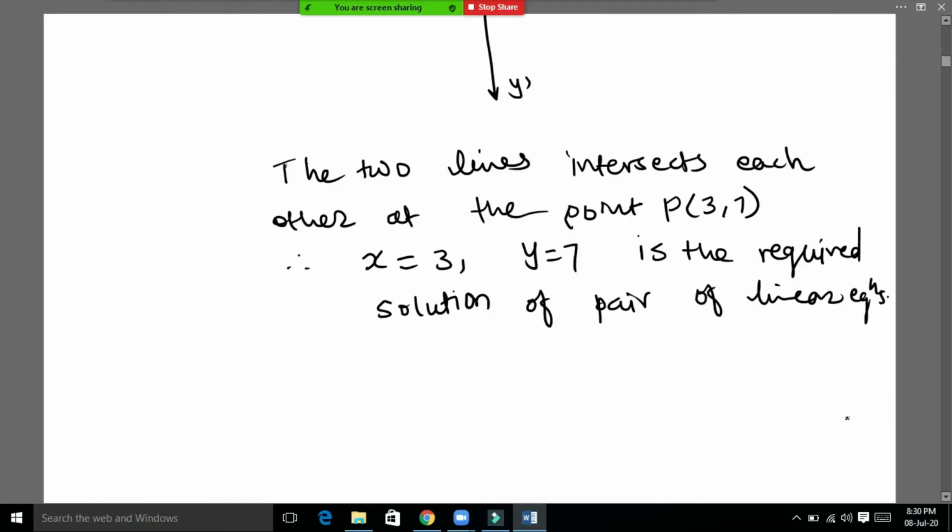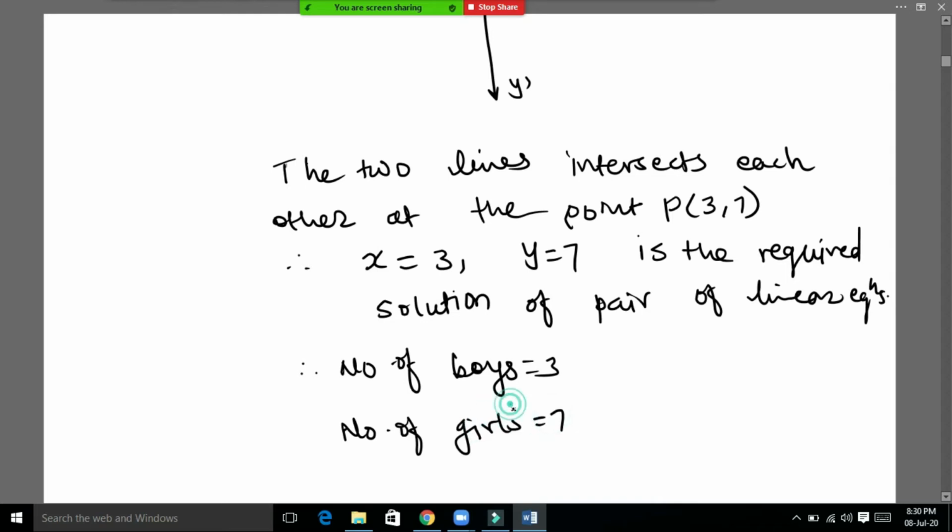So here we write down, therefore the number of boys is equal to 3 and the number of girls is equal to 7. And if we check the condition that the number of girls is 4 more than the number of boys, if we add 4 to the 3 we get 7. So 3 plus 4 is 7. So our answer is exactly right.